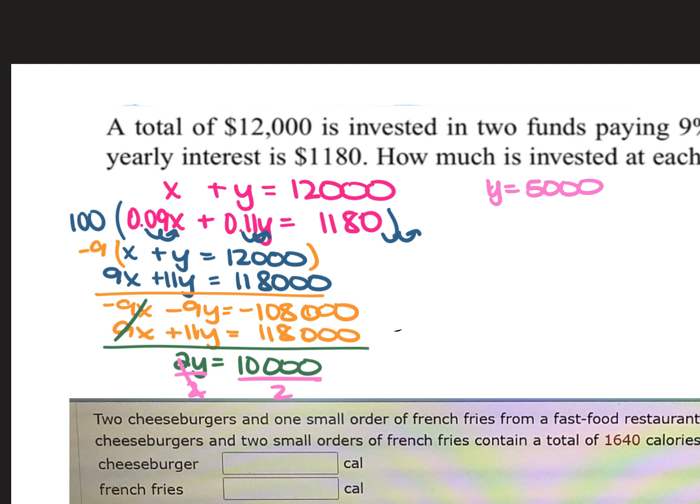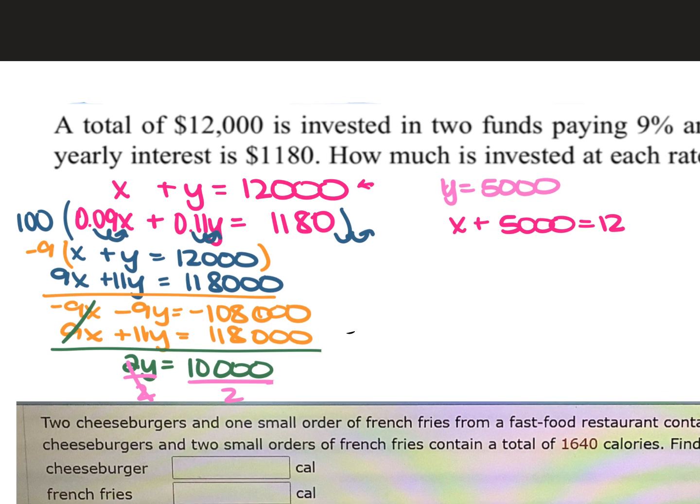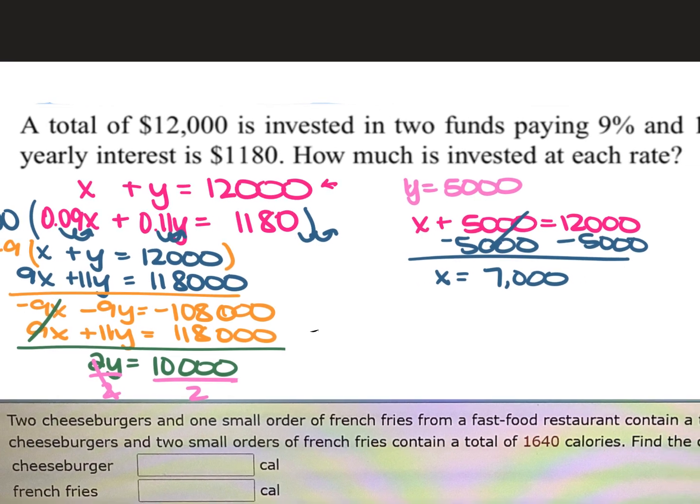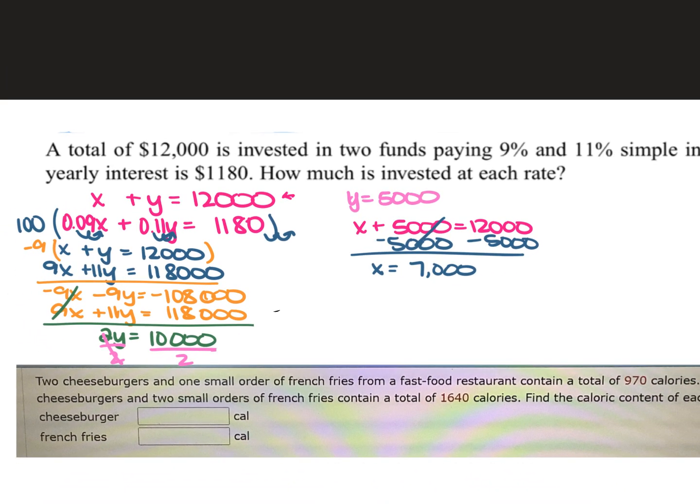So we're going to take that 5,000 and plug it into that top equation. So it's going to give us x plus 5,000 is equal to 12,000. We're going to move that 5,000 over, subtracting it from both sides. So that gives us that x is equal to 7,000. Because this is a word problem, you have to look at what you're working with. You're working with money, you're working with accounts. So in account 1, you're going to have $7,000, and in account 2, you're going to have the $5,000.